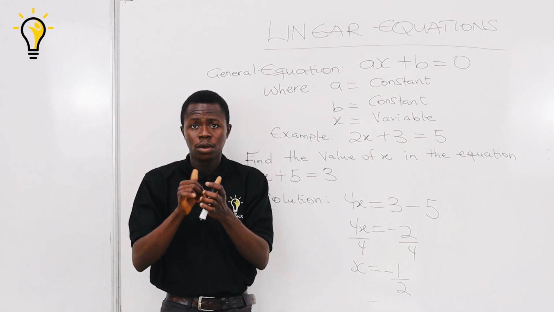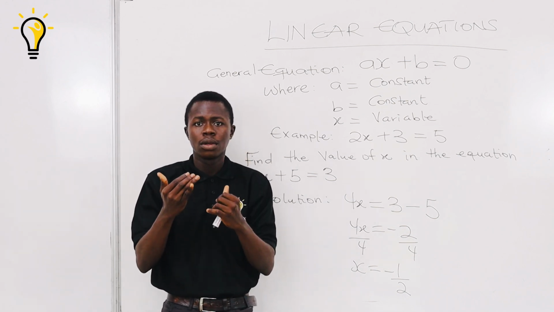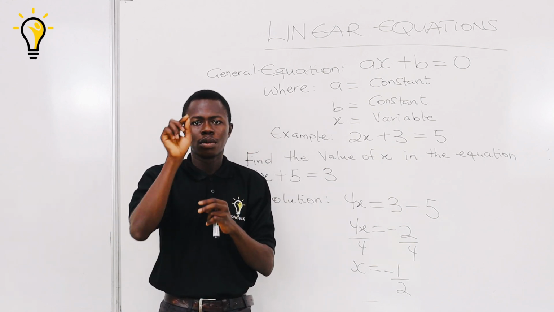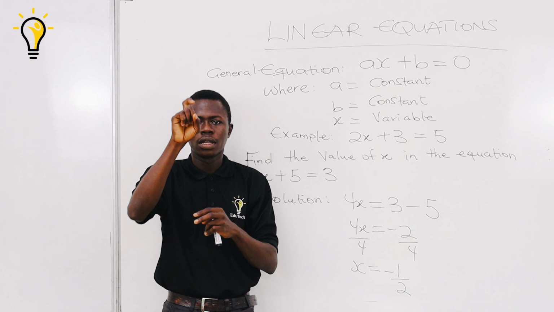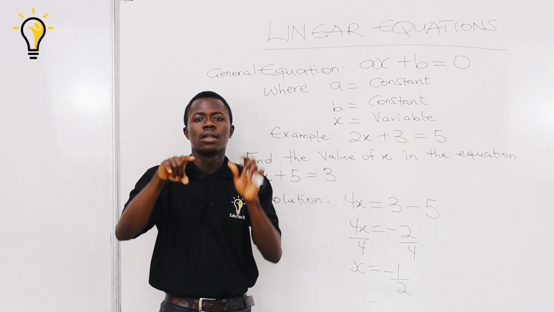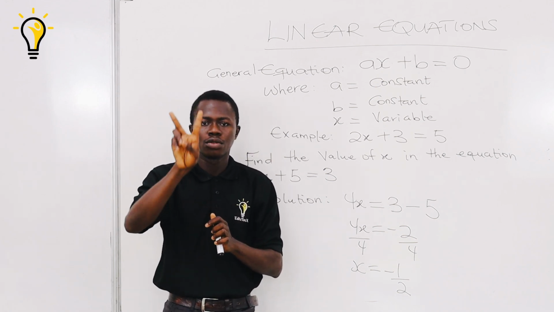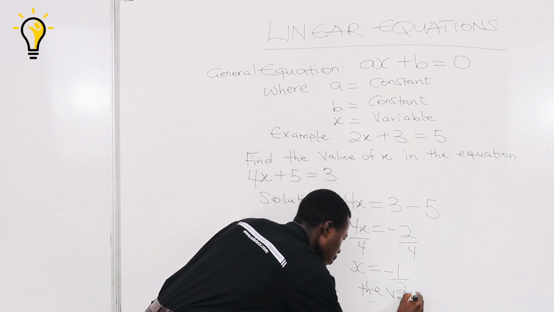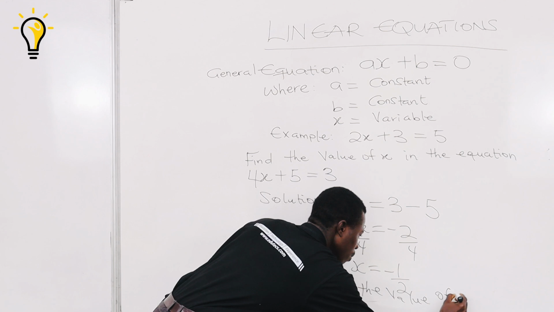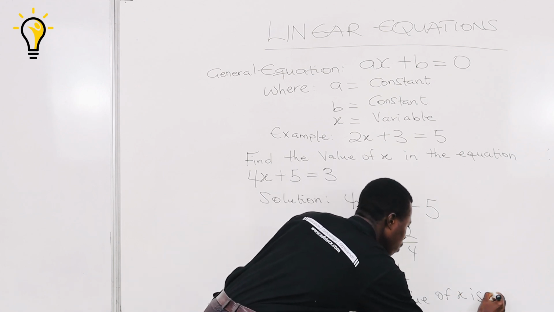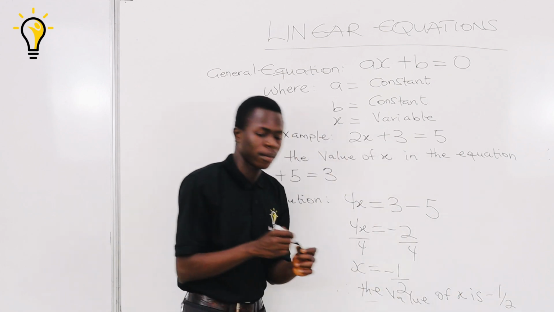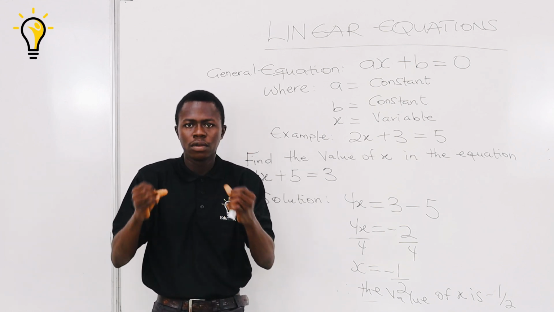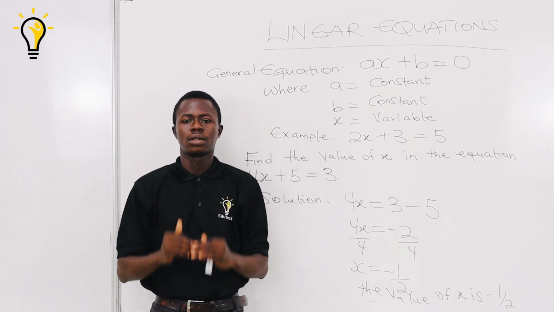So we see that by following the steps, we've now been able to find the value of x. Therefore, the value of x in the equation 4x plus 5 equals 3 is negative 1 over 2. So we write that as well. So students, that is how to solve simple linear equations.